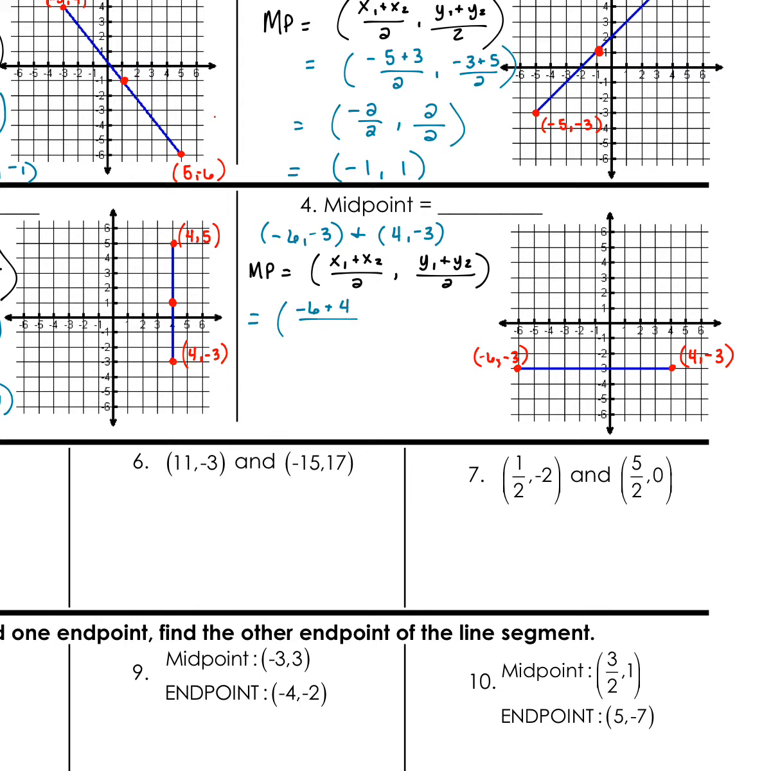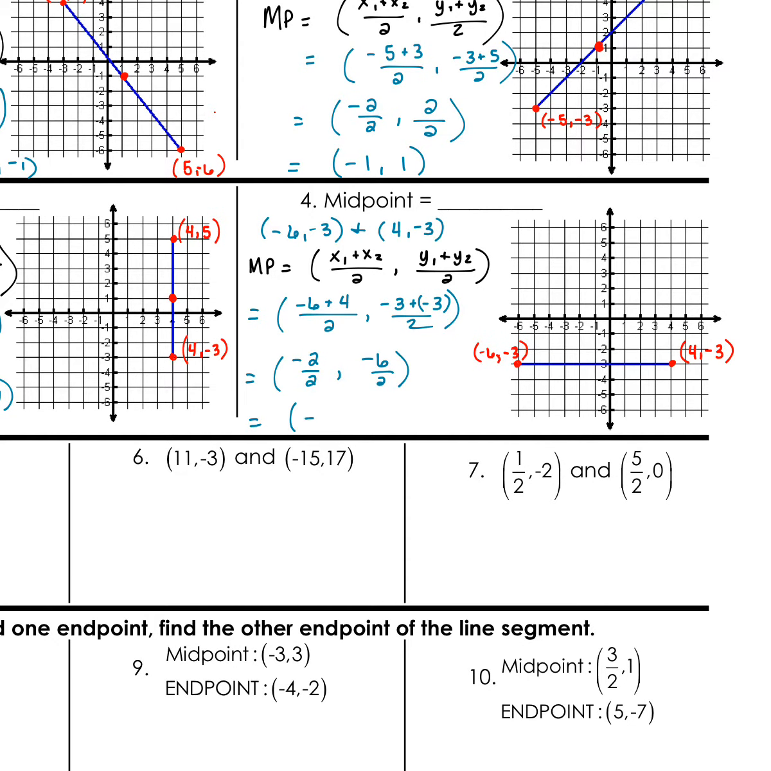So x1 is negative 6, x2 is 4, y1 is negative 3, y2 is negative 3. What did I do? Oh, I'm silly, Sean. Negative 3 plus negative 3. Okay, so we get negative 2 over 2, negative 6 over 2. So our point is negative 1, negative 3. And if I go to my graph, pretty good representation.